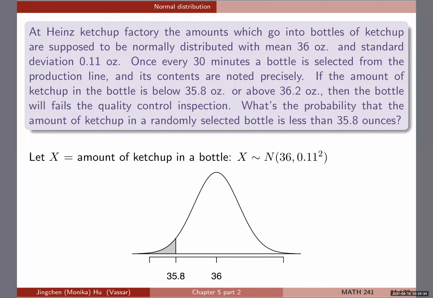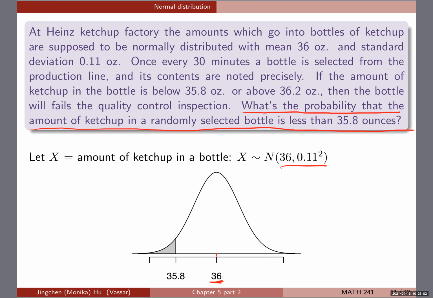We know it's a bell-shaped symmetric distribution for a normal, and the mean is 36, so it's centered at 36. Then we know the standard deviation, so you can just write it out instead of drawing it, which would be hard. But it's important to look at what exactly we're doing here. It's asking what is the probability that the amount of ketchup in a randomly selected bottle is less than 35.8 ounce.